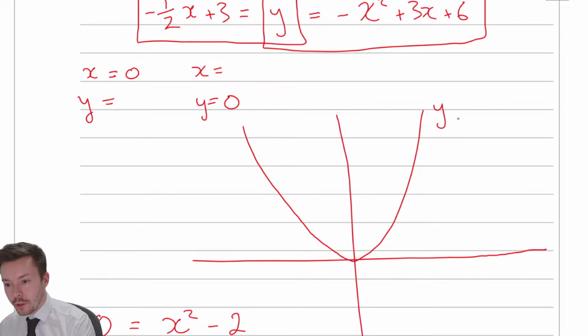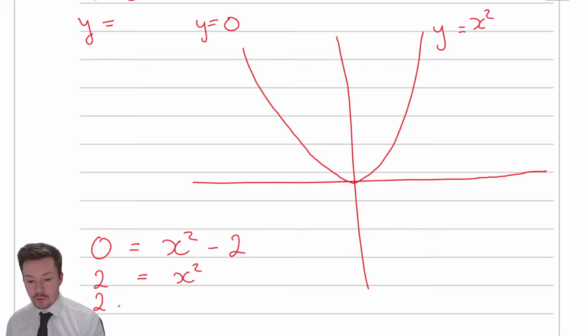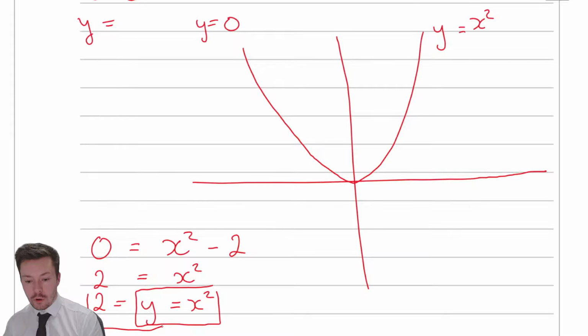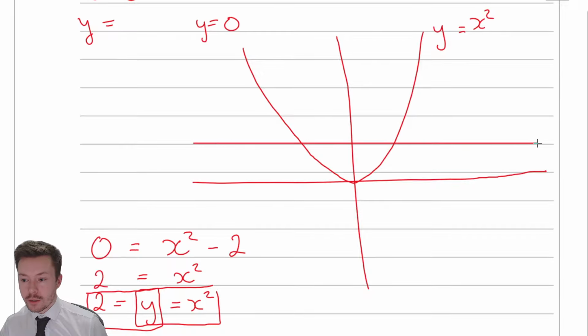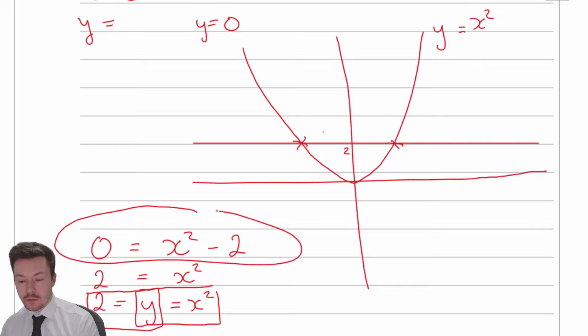Well, I've already got y equals x squared, so what I would need to do is add the 2 to both sides, so I get 2 equals x squared. I would then write it as 2 equals y equals x squared. This bit is already plotted, so what I need to do is plot y equals 2, and where that intersects with the line would be my solution. So then what I'd do is a straight line that basically goes through the y-axis at 2. Okay, and then these intersection points would be my solution to this.